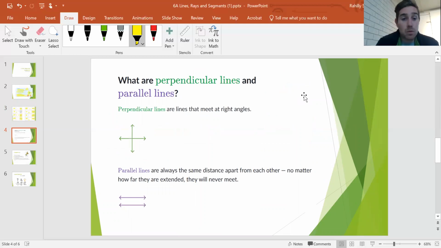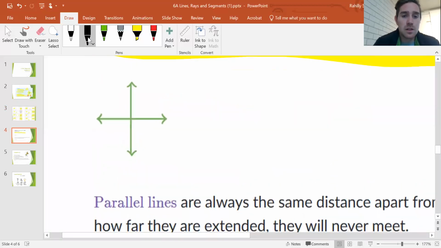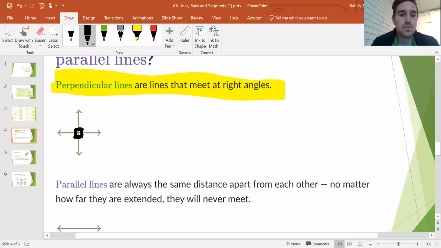Okay, we've covered it. We'll go over it quickly again. Perpendicular lines are lines that meet at right angles. So although it doesn't have it drawn in here, these are perpendicular because each one of these corners is a right angle. So I'll draw those squares in as best I can. They're all right angles. So they're all perpendicular lines.